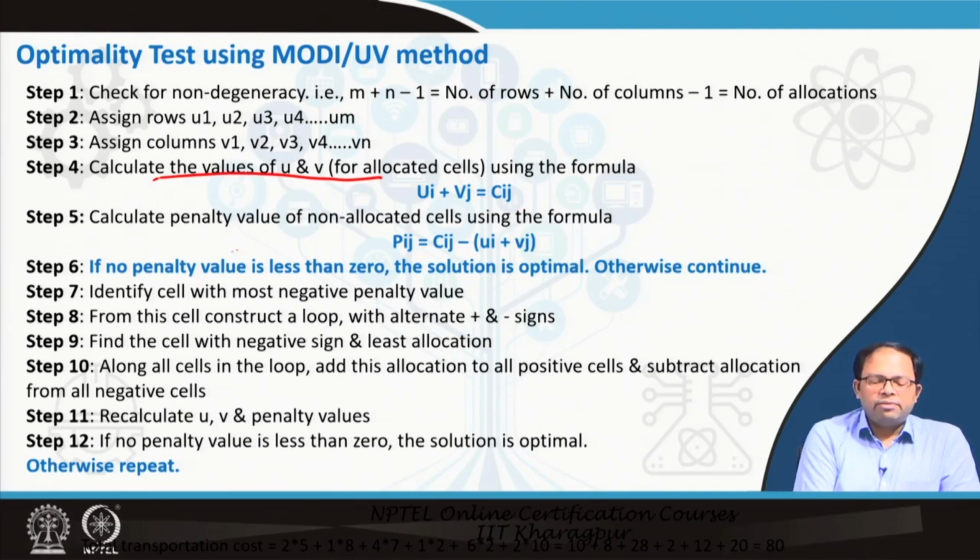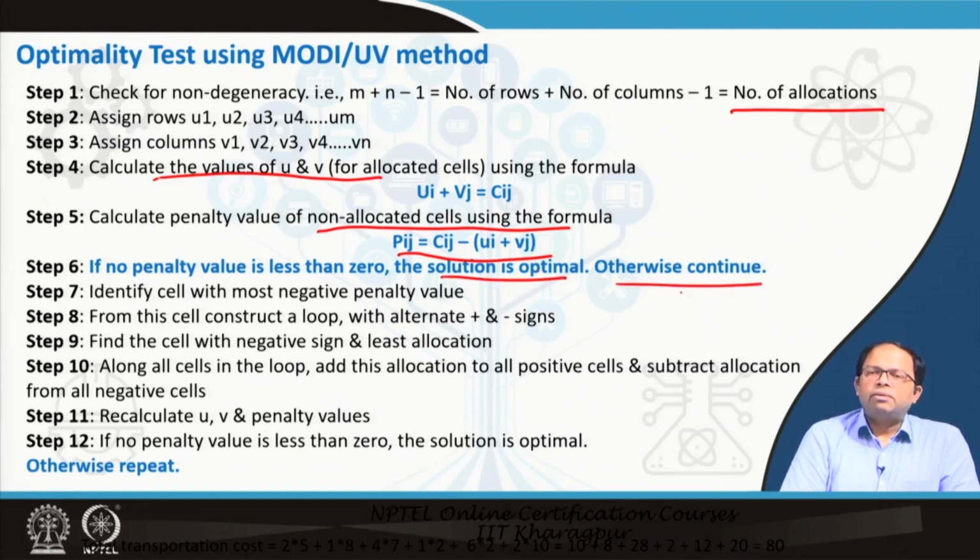Once we have done that, we have to calculate the penalty values for non-allocated cells. All the non-allocated cells have to be considered. As we are starting with a feasible solution, there are already allocated cells in it, so we have to check that at the beginning itself. So there are allocated cells, and then there are non-allocated cells. For non-allocated cells we will check the penalty using this formula once the ui and vj values are calculated, and if no penalty value is less than 0, the solution is optimal. If it is less than 0, then we will continue.